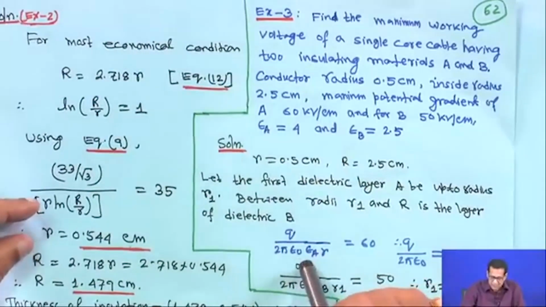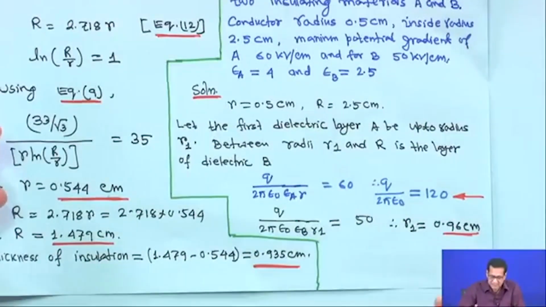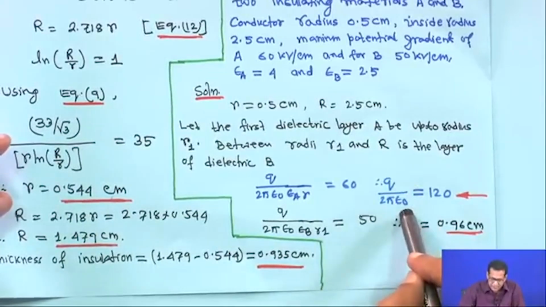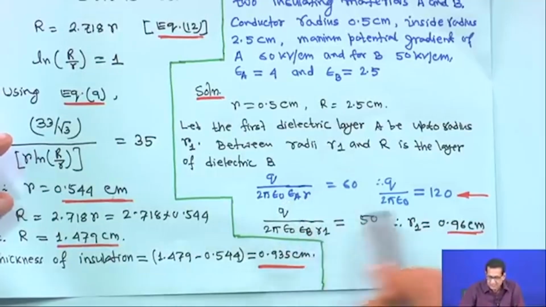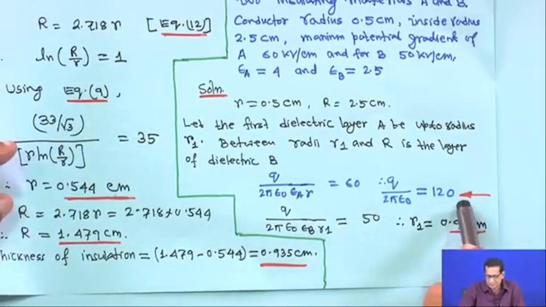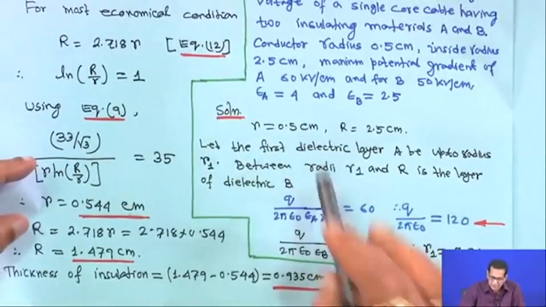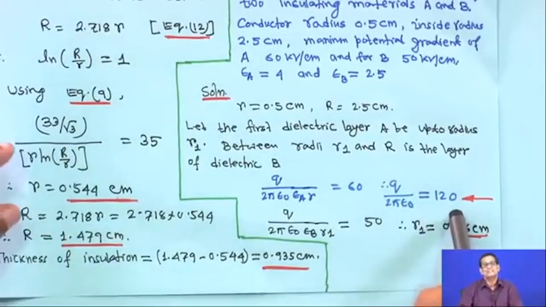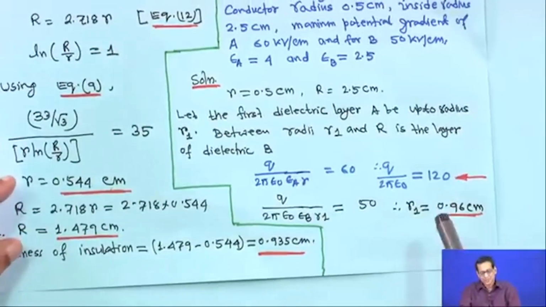Therefore, Q upon 2 pi epsilon 0 epsilon A R is equal to 60. Because all parameters are given, R is given, epsilon A is given, you can directly substitute and calculate Q. If you put it, you will get Q upon 2 pi epsilon 0 is equal to 120. I am not showing it here, but you can put it in and check.